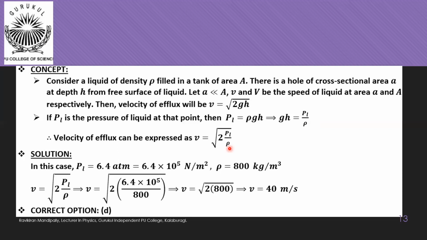So now they have given PL as 6.4 atmosphere, that we have converted into Newton per meter square, 6.4 into 10 power 5 Newton per meter square, and density of the liquid is given 800 kg per meter cube. So on substituting, we get V is equal to 40 meter per second. So the correct option would be option D.